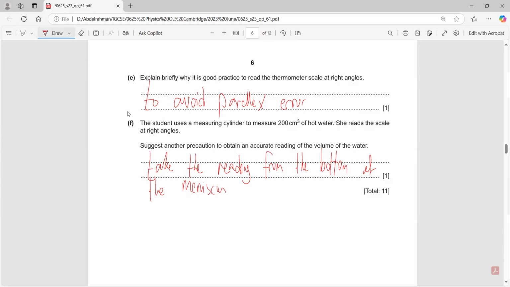From the bottom of the meniscus. No, do not repeat more than once. You will repeat more than once, definitely, but the main precaution while using a measuring cylinder is taking the reading from the bottom of the meniscus and definitely taking the reading perpendicularly to avoid the parallax error.